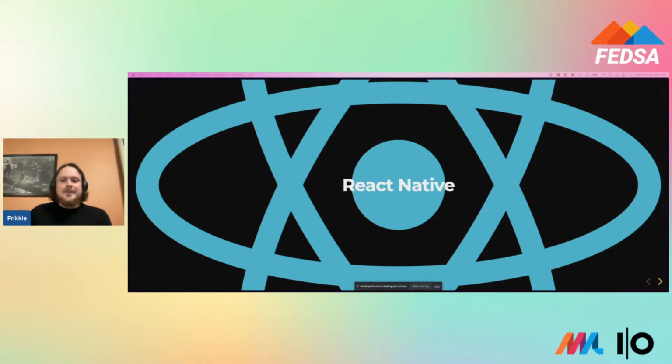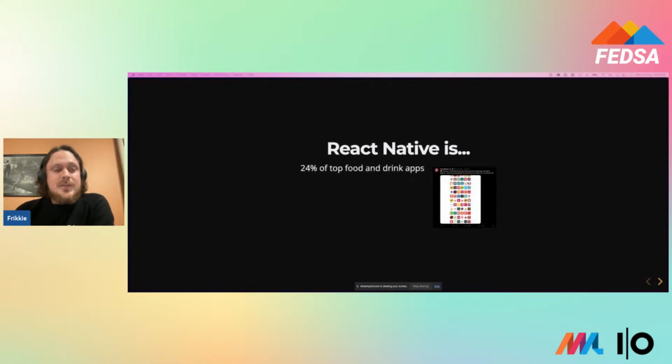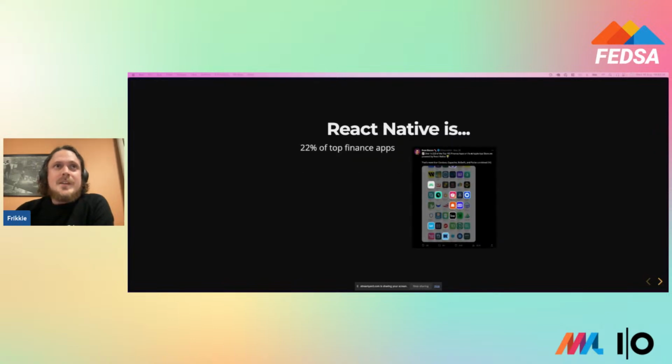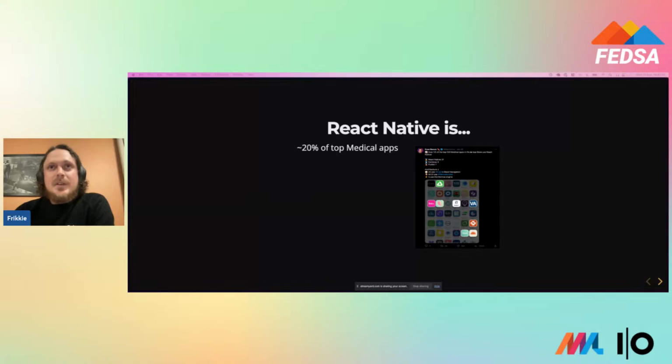Now, this brings me to React Native, the topic of tonight's talk. As you'll hopefully have noticed, I'm a bit of a fanboy, but I have good reason, and so do others actually. React Native is 21% of the top sports apps on the App Store. It's also 24% of the top food and drink apps. It's 22% of the top finance apps. It's 25% of top shopping apps, and it's 20% of the top medical apps. So what's clear from this is that it's obviously quite easy to create apps that do very well using React Native.